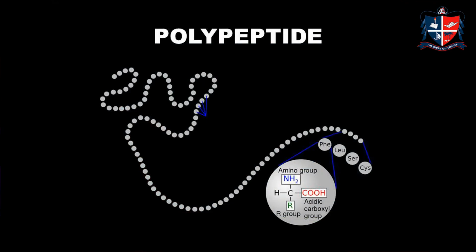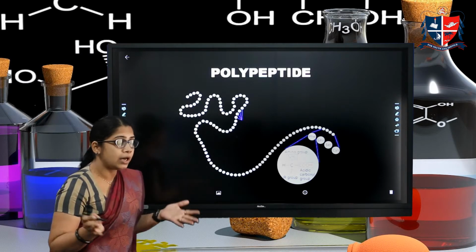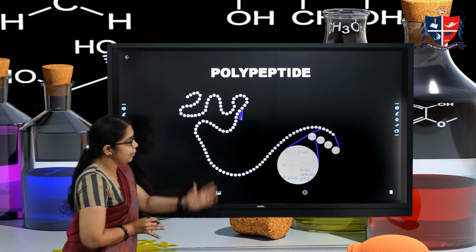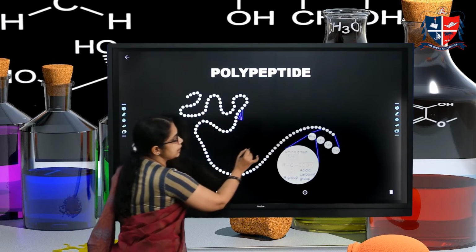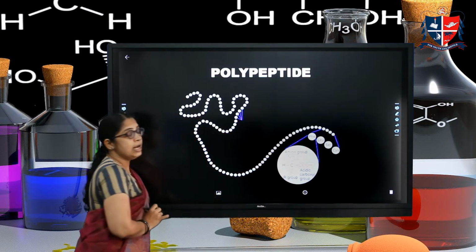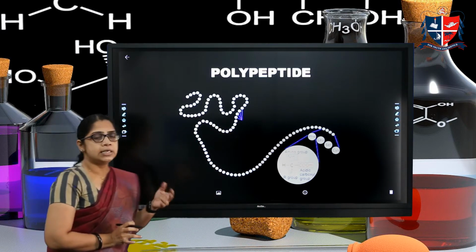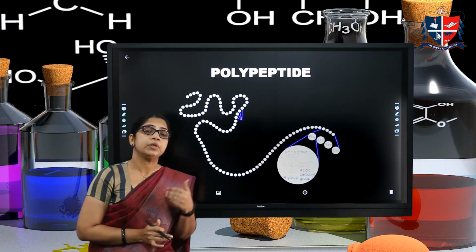And this polypeptide is actually called protein. So this is a schematic representation of a polypeptide. This is a long chain, and each circle shows an amino acid. Each circle represents a different amino acid like cysteine, serine, etc. So these polypeptides are actually proteins.